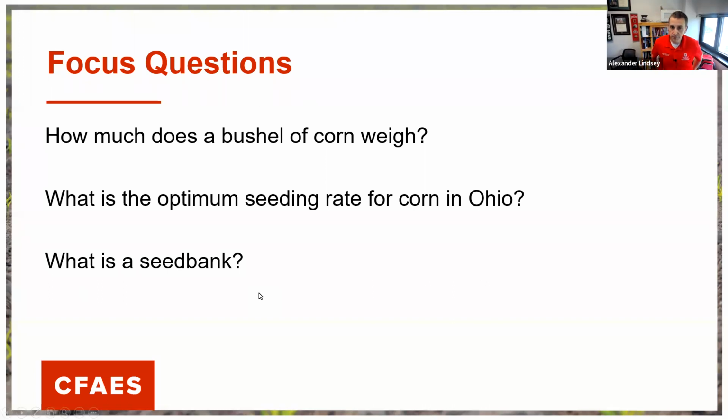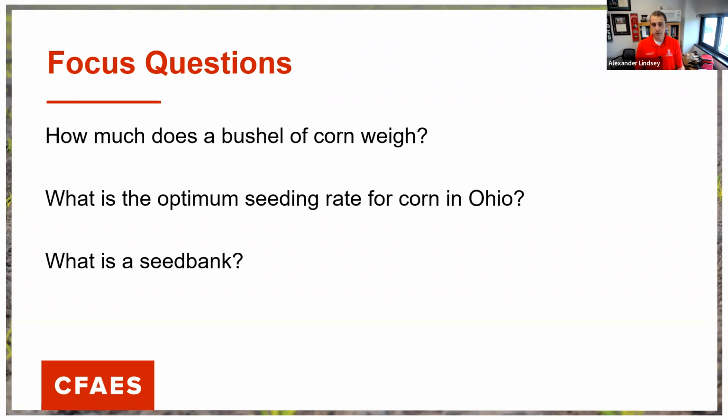So just wanted to start with a few focus questions: how much does a bushel of corn weigh? What is the optimum seeding rate for corn in Ohio? And what is a seed bank? And I bring these up because when we think about yield of corn, oftentimes it's referred to as a bushel. A bushel is actually a unit volume, but it corresponds to a specific weight. If you're talking about yield in the US, often we refer to bushels, but elsewhere in the world, they might refer to it as kilograms. And so a bushel is essentially a conversion that we use in America to quantify yield.